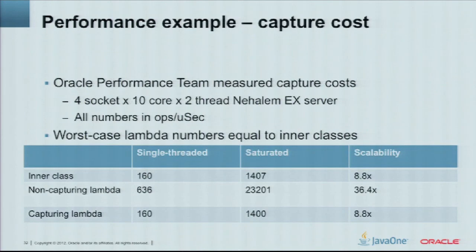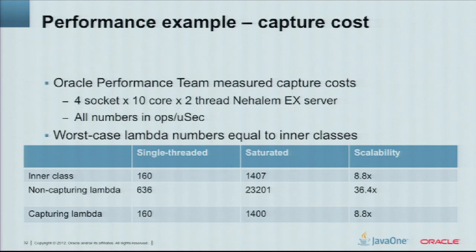So we had our performance team run some numbers. They ran it on a big honking server, an 80-way Nehalem EX server. All of these numbers are in operations per microsecond. There are 3 columns. The first column is performance just running single-threaded. The second column is performance keeping all the cores busy. And the last column is just the ratio of the two. And the rows are doing a regular inner class, capturing a Lambda that doesn't capture anything from the context, and capturing a Lambda that does capture something from the lexical context.